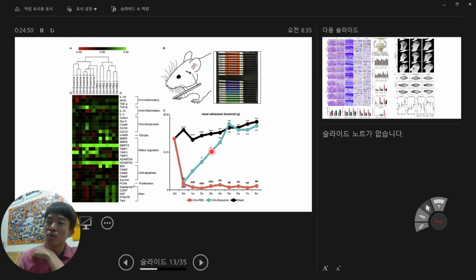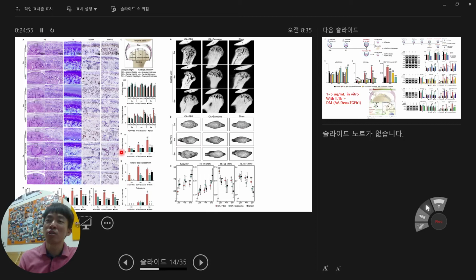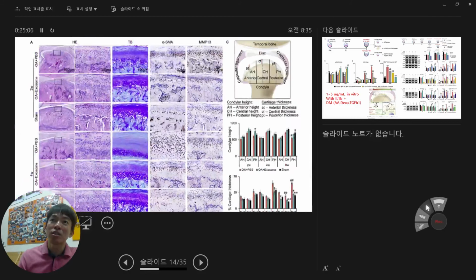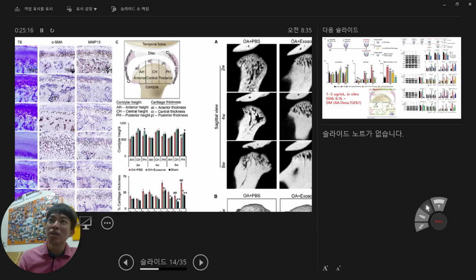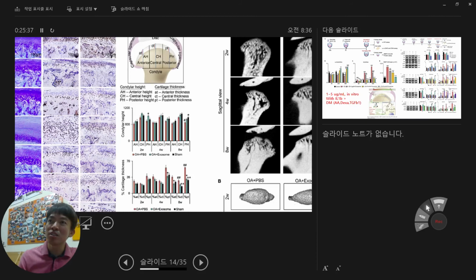And this is very beautiful histology: HE, trypan blue, and MMP3, MMP13. From 2 weeks, 4 weeks, SHAM, OA, exosome, PBS, and then 8 weeks, and naive as well, they score everything. From these parameters, they categorize the anterior, central, and posterior parts, and they even analyzed condyle height as well as cartilage thickness. They very accurately evaluate how they improve cartilage degeneration.